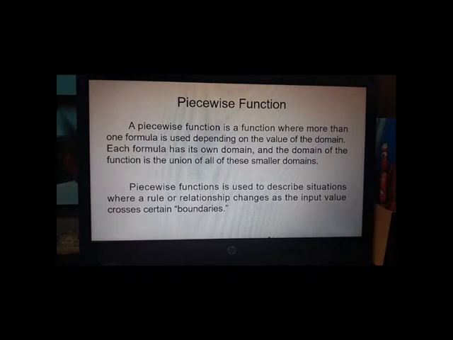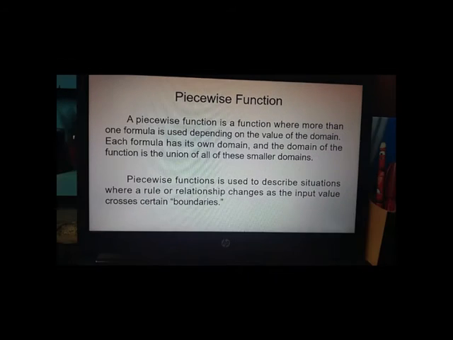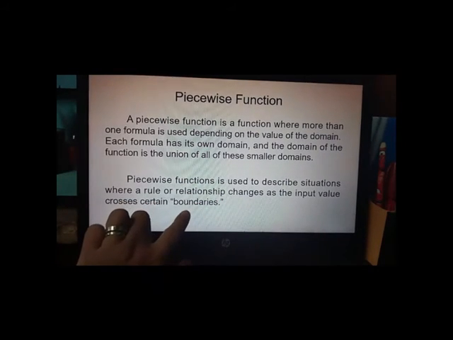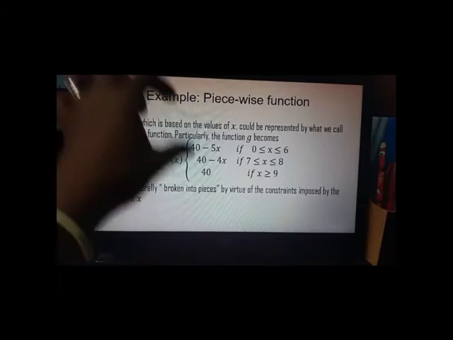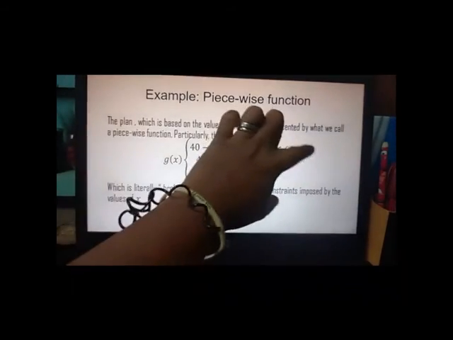This is what we call a piecewise function. A piecewise function is a function where more than one formula is used depending on the value of the domain. Each formula has its own domain, and the domain of the function is the union of all these smaller domains. Piecewise function is used to describe situations where a rule or relationship changes as the input value crosses certain boundaries. This is an example of piecewise function.